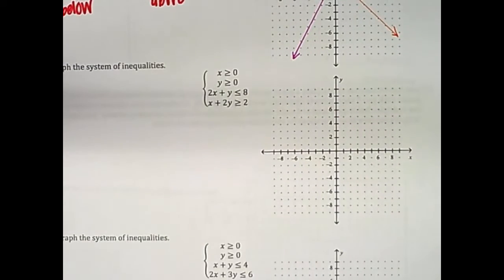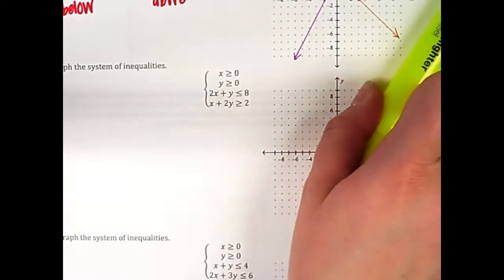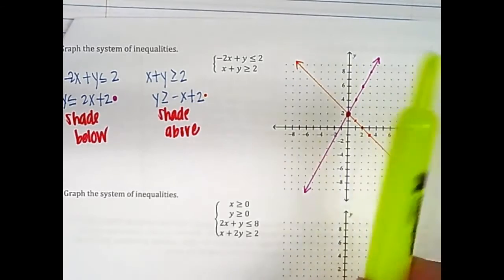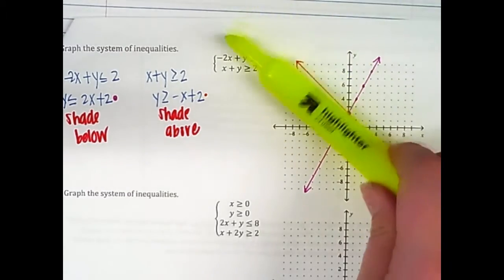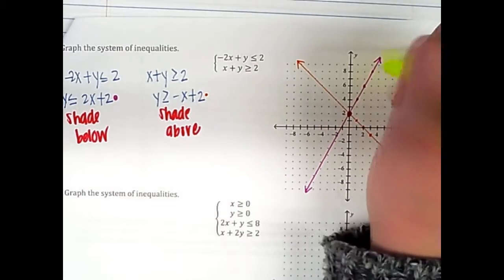Now comes the shading. It is below my pink line, and above my orange line. So my common shading area is this area over here.